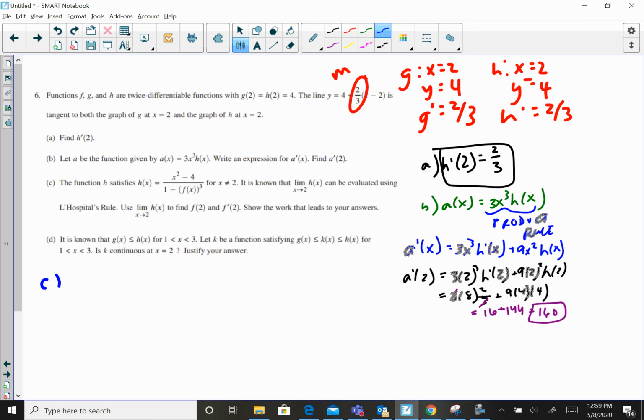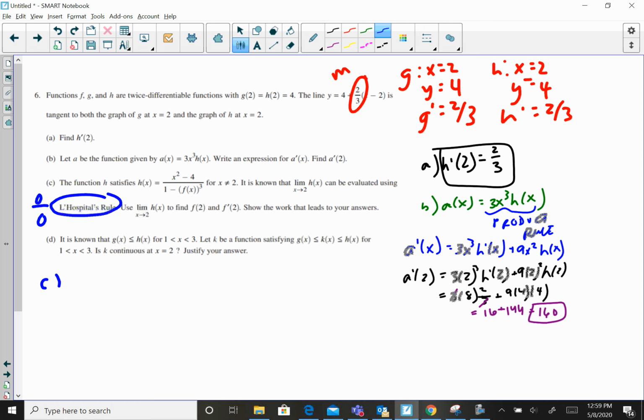The function h satisfies h of x equals x squared minus 4 over 1 minus f of x cubed. It is known that the limit of h of x as x approaches 2 can be evaluated using L'Hopital's rule. That means I get 0 over 0. Or infinity over infinity, but we're talking about 2, so it's not going to be infinity. Use the limit of h of x to find f of 2 and f prime of 2.